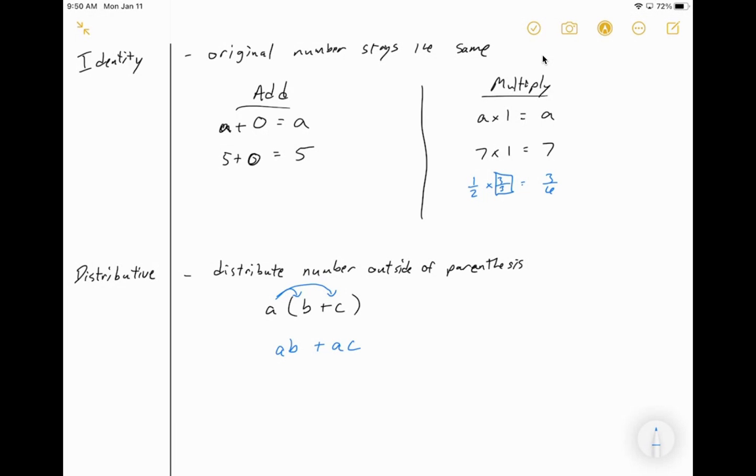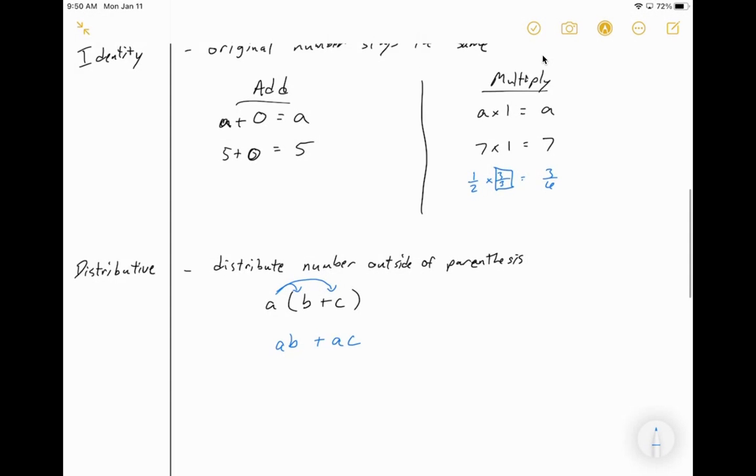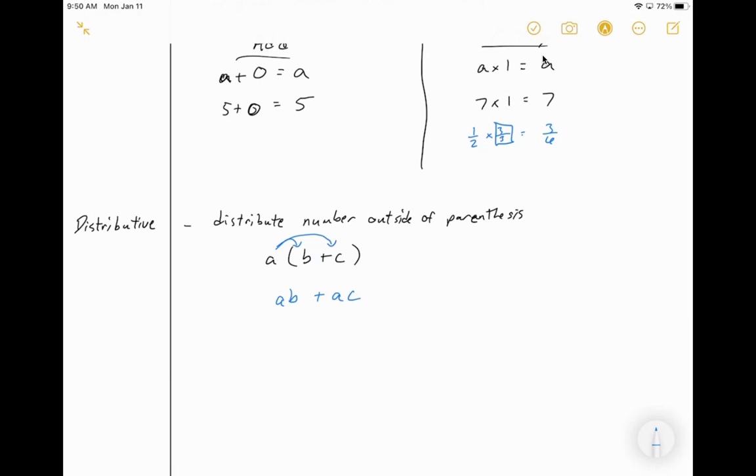So what does that look like in terms of numbers? It would be, for example, let's say we had 3 on the outside here, and we had 2 plus 6. Normally, yes, we do PEMDAS, but just to show you that the distributive property also works, what you should get here is 2 plus 6 is 8 times 3. You should get 24, right? Well, the other way you could do it is 3 times 2, plus 3 times 6.